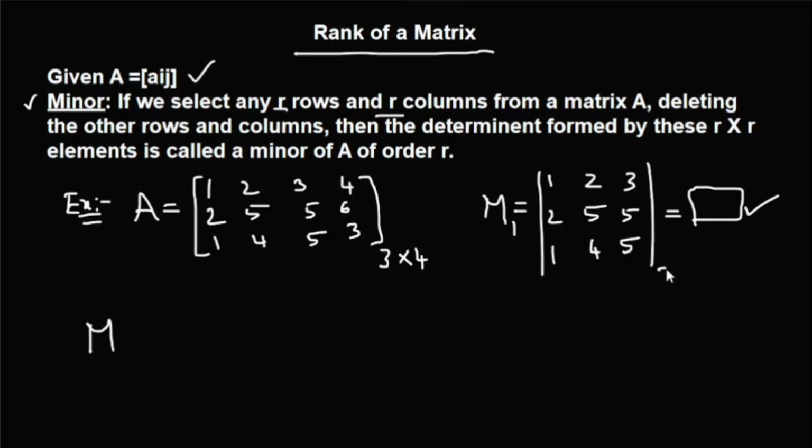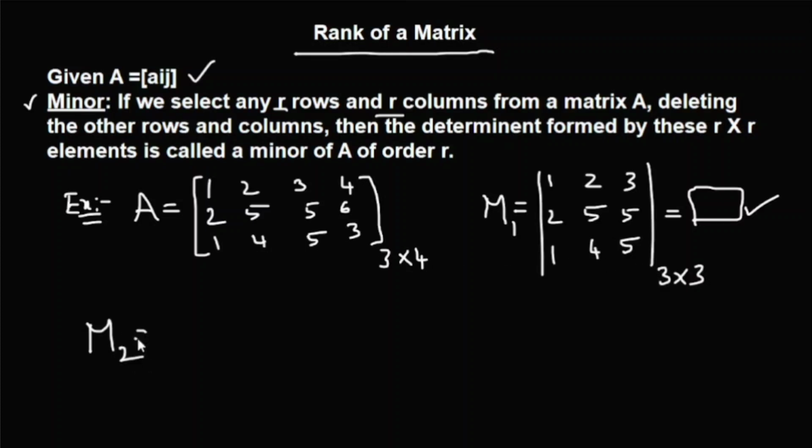And this is a 3 by 3 minor. How many 3 by 3 minors will you get? If you want to get 3 by 3 minors, you have to select all 3 rows. You have 4 columns, out of which you have to select any 3. 4C3 or 4C1, so 4C1 is 4. You can select in 4 ways. That means you will get 4 3 by 3 minors.